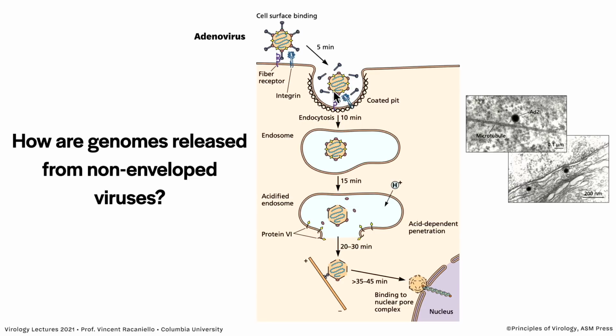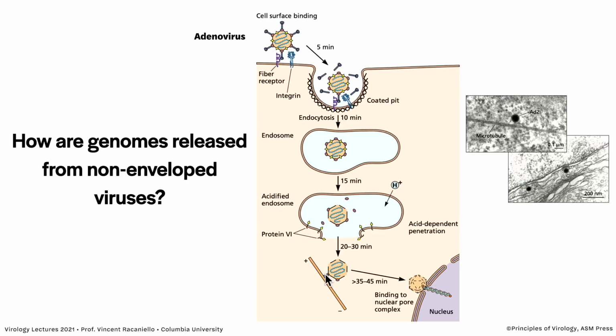As soon as it's endocytosed, the fibers fall off and the pH of the endosome drops. As the pH drops, it causes changes in the viral capsid and it begins to disassemble, basically. And a protein is released called protein 6, these little triangles here. They're normally hidden in the capsid, but on low pH, they're released. And what they do is they poke holes in the endosome membrane. So now this partially disassembled capsid gets out.